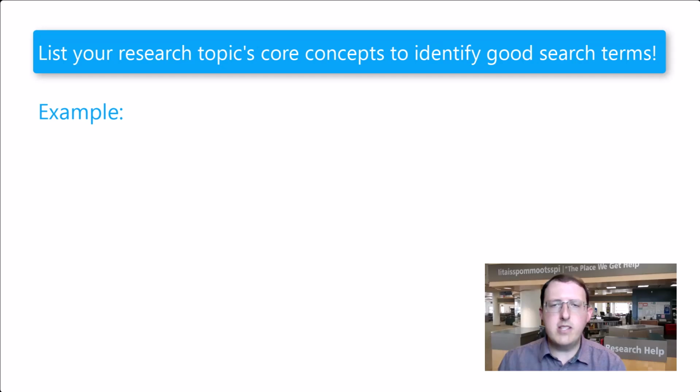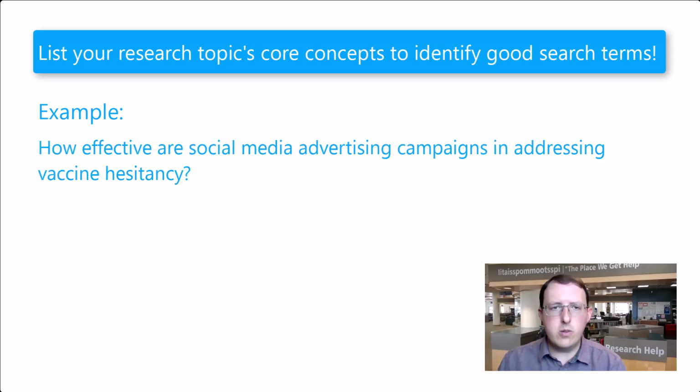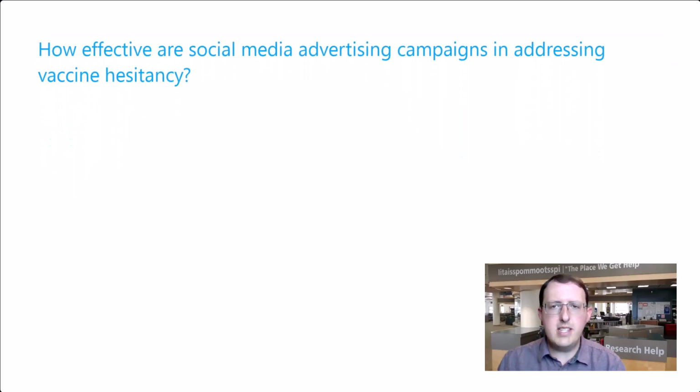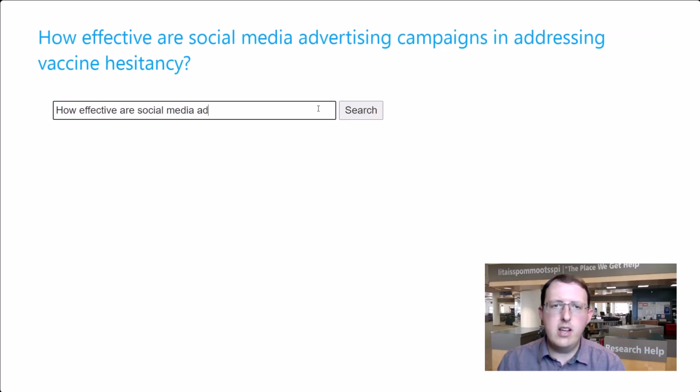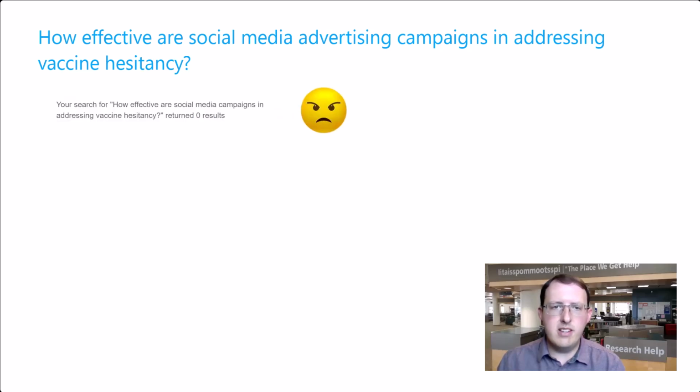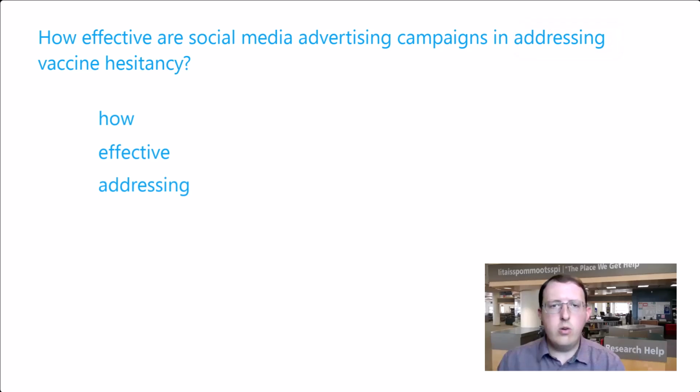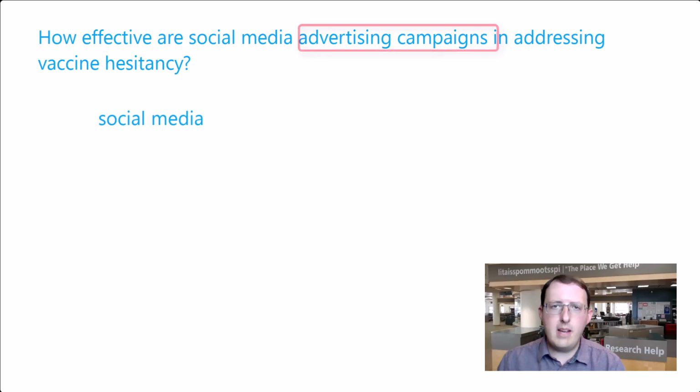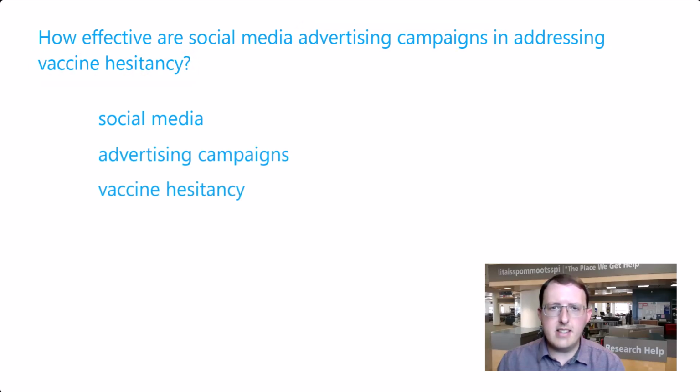Let's say we had the following research question: how effective are social media advertising campaigns in addressing vaccine hesitancy? Were we to type this whole question into a database search, we may find that we retrieve few, if any, results, because there are many words in the question that authors of relevant studies may not have used. Words like how, effective, and addressing are not core to our topic and should be left out of a keyword search. Social media, advertising campaigns, and vaccine hesitancy, on the other hand, are core concepts in our research topic and should be part of our search.